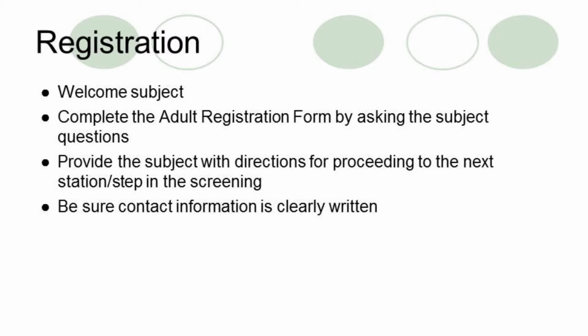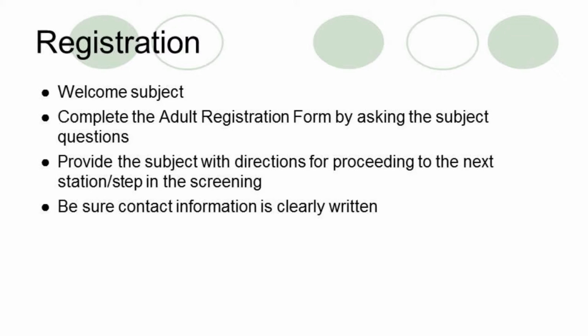During the registration process, you have the patient complete an adult registration form, which has a lot of different questions, and it requires some demographic information. During this phase of the adult vision screening process, you provide the patient with directions for proceeding to the next station or the next step in the screening process. So basically, it's really important to keep the patient informed of what's happening and what's going to happen next.